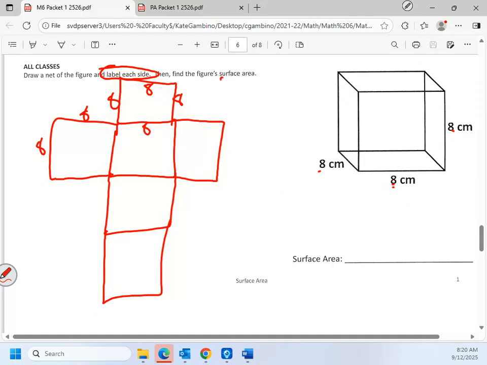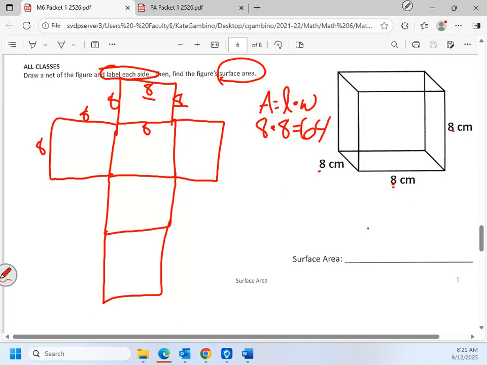Then our last thing is find the surface area. The surface area, you need to find the area of every side, and then you add all of them together. So again, it gets easier because all of our sides, it's a cube. They're all going to be the exact same size. So remember, we said to find the area, it's length times width. So we know our length and our width is 8. So 8 times 8 is 64.